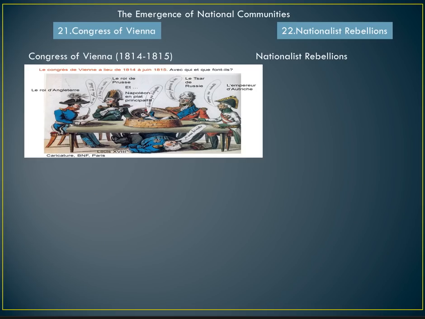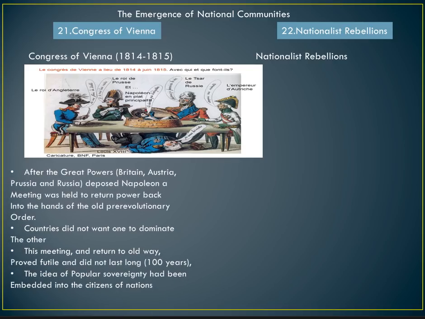So the Congress of Vienna, what was it? The Congress of Vienna was from 1814 to 1815. After the great powers, which were Britain, Austria, Prussia, and Russia, deposed Napoleon, a meeting was held to return power back into the hands of the old pre-revolutionary order. So all these changes are happening. And what ends up happening is this group of old school people get back together and say, you know what? Let's just put power back into the hands of where it was before.